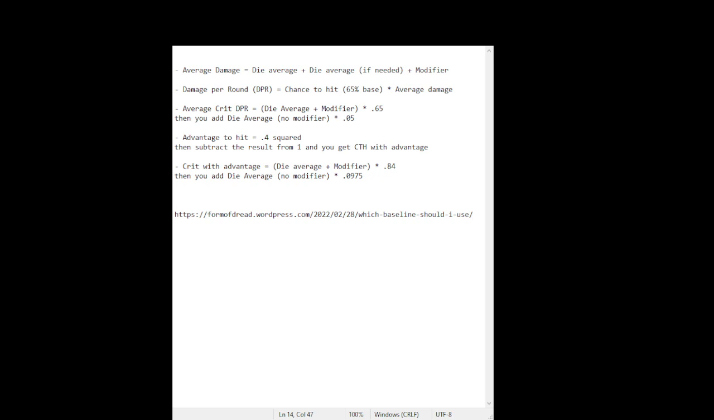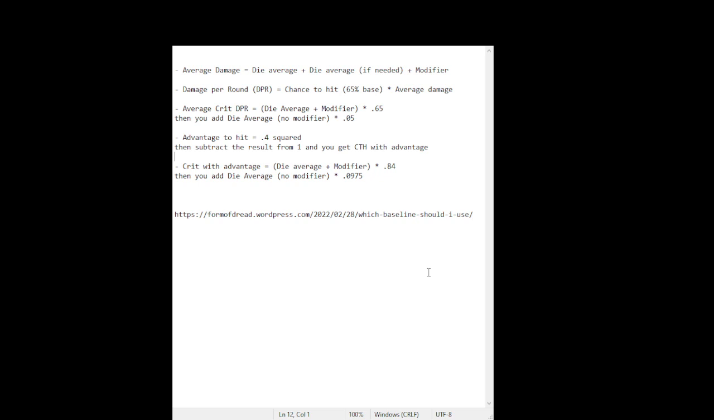So, how we create baselines, as you may have recalled from my previous video, is that we make charts to determine how much damage a character can do in a given round. And these are the calculations that we typically use for that. So here, right up here, we have the average damage die. The average damage is basically how much damage you are going to be doing if you were to take the average of everything.